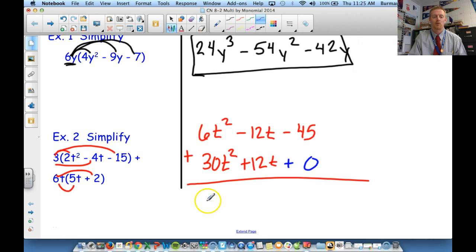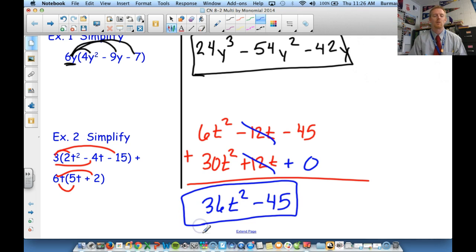So this makes a total of 36t squareds, a negative 12 and a positive 12 makes 0. And since a negative 45 plus 0 still is a negative 45, we have a negative 45. And this is our official answer for simplifying in our multiplication process. Alright, let's keep going.